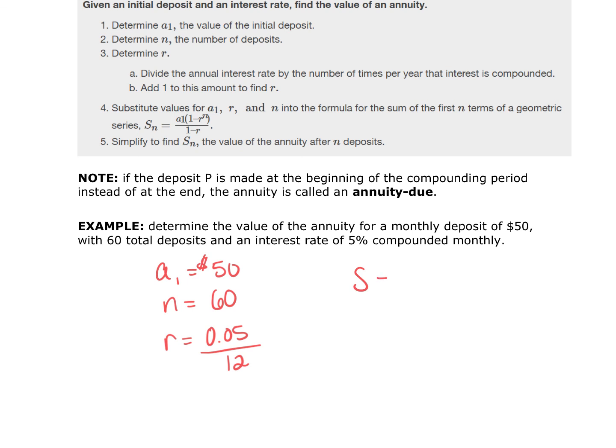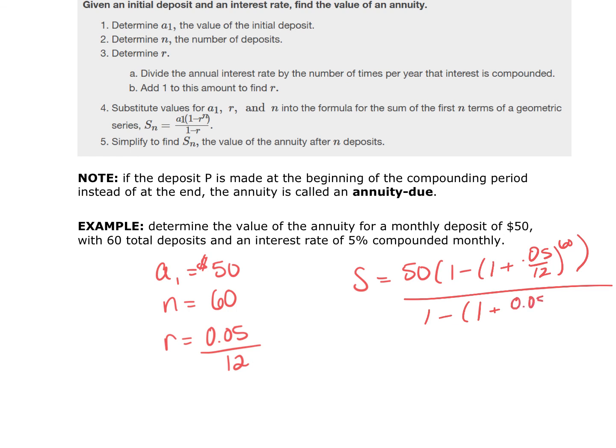So the sum is just simply going to be, following the formula, my 50. This is the same formula as I had before. And as an interest rate, it would be 1 plus 0.05 divided by 12. This will all be raised to the 60. And then divided by 1 minus, as an interest rate, 1 plus 0.05 divided by 12.